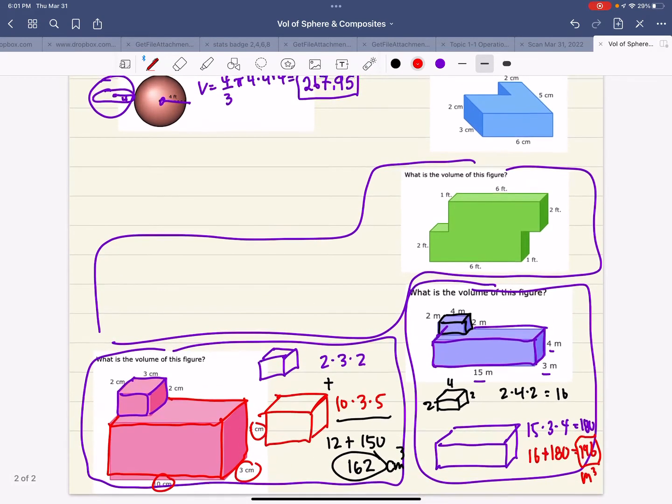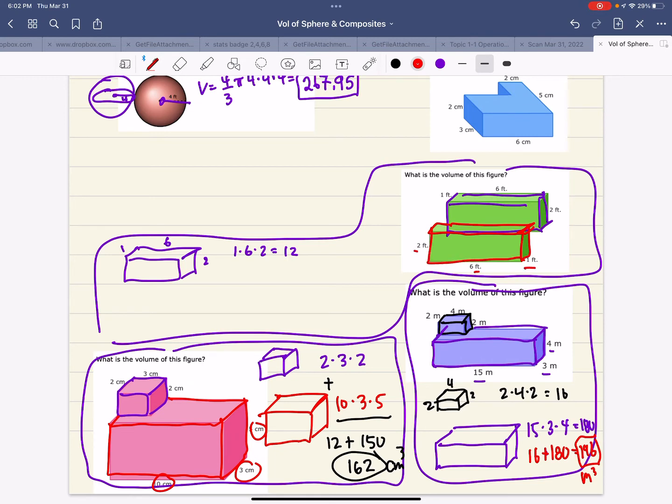Okay, let's do the green one. I think we're getting the hang of it. I have one prism up top here. That prism is a 1 by 6 by 2, so that's 12. And the prism on the bottom is also a 1 by 6 by 2. So together, they would be 24.